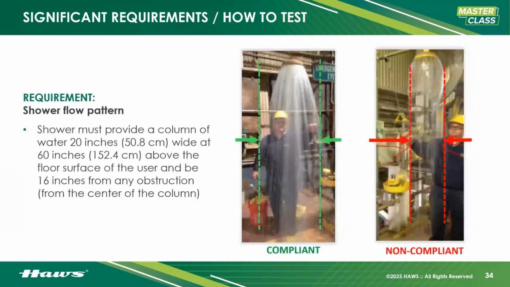Now, shower flow pattern. Left good, right bad. Right? We want a compliant 20 inches wide at 60 inches above the floor surface of the user. Okay, so measure up from the floor 60 inches and then measure 20 inches wide. This is also based on average human anthropometrics and shoulder spacing to ensure if we are standing under that shower, we are going to be fully engulfed in water.